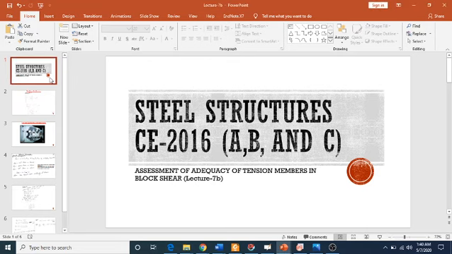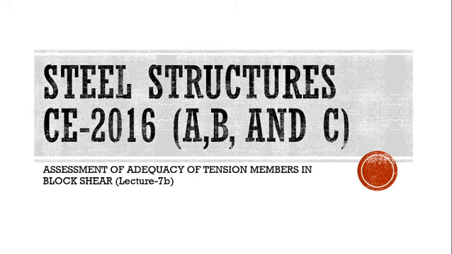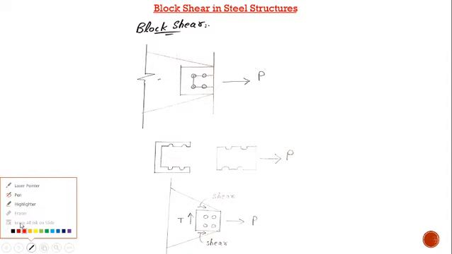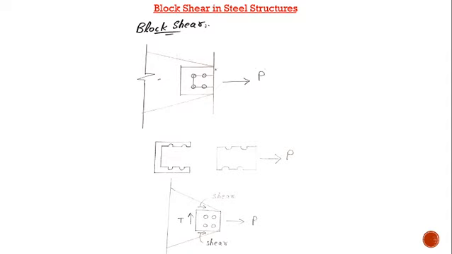Okay, after learning the basic concepts of net section and net section failure, we are all set to study block shear. Block shear is actually the tearing out of a block from a tension member. For example, it is actually a special type of net section failure.